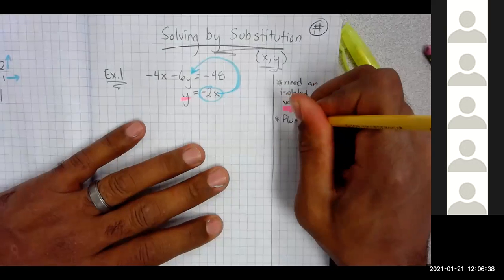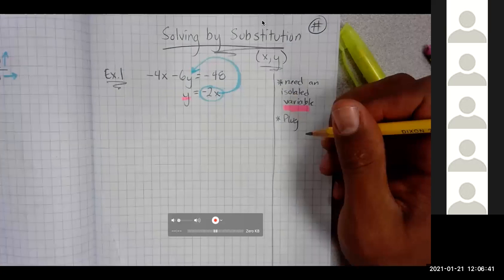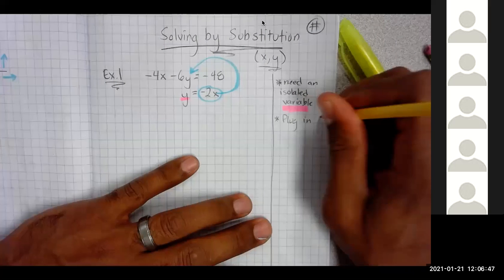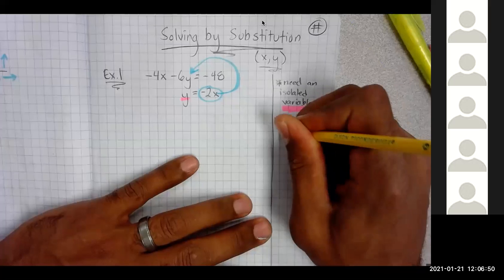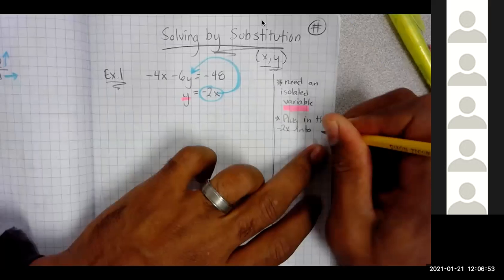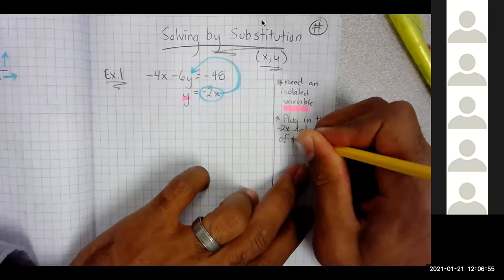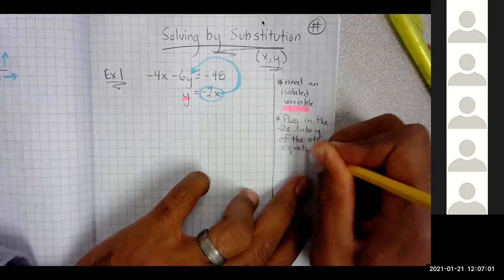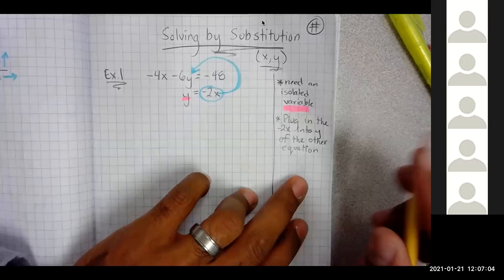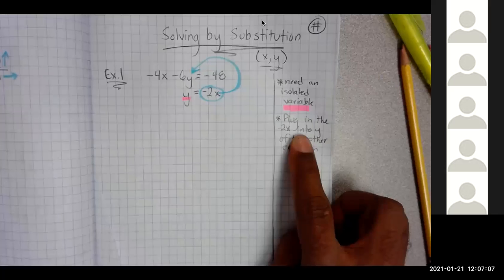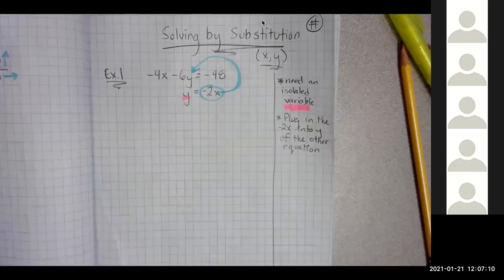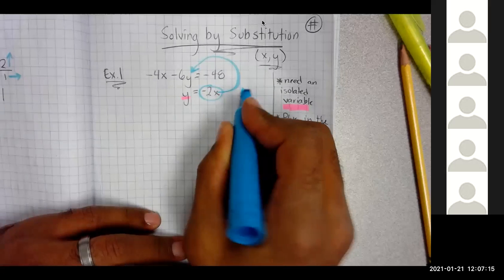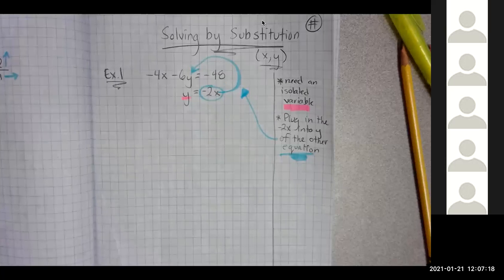So then we're going to plug in negative 2x into y of the other equation.